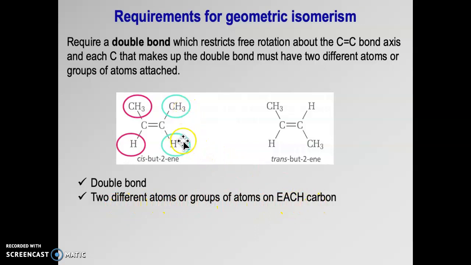So those two teal ones need to be different, and these two pink ones need to be different. But the pink and the green do not need to be the same as each other. It gets a bit confusing, right? Just keep it simple. Look at one carbon, does it have two different groups attached? Yep. Look at the other carbon, does it have two different groups attached? If that's yes, then you will be able to form geometric isomerism. So I hope that clears up the difference between constitutional isomers and geometric isomers.